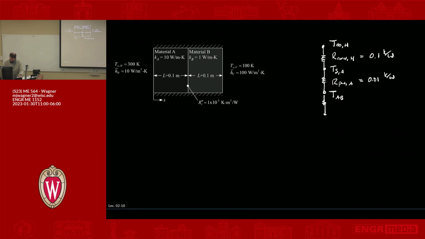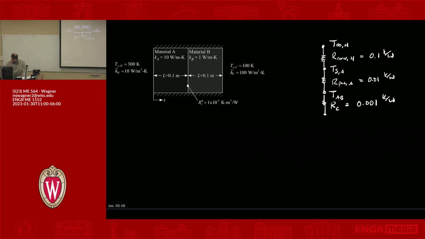So do the same thing for T surface B. Let's call this R plane wall B. Oh, sorry, I'm getting ahead of myself. We have a contact resistance. Let's put that in there. That's going to be R C, which would be 0.001 Kelvin per watt. That's the specific resistance divided by the area.